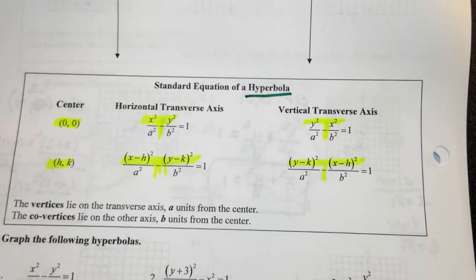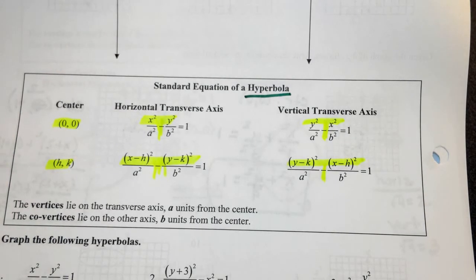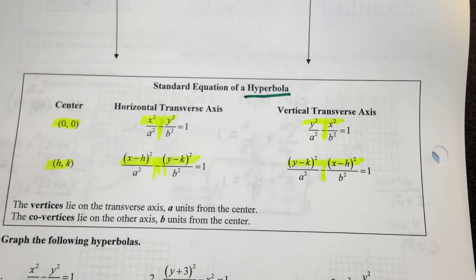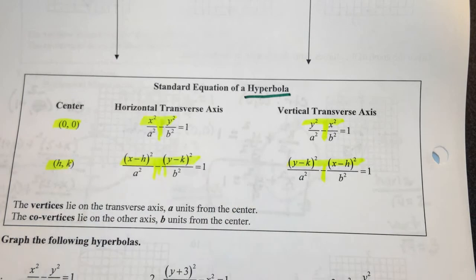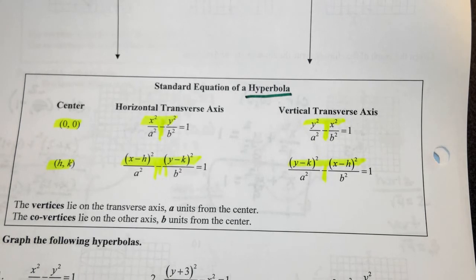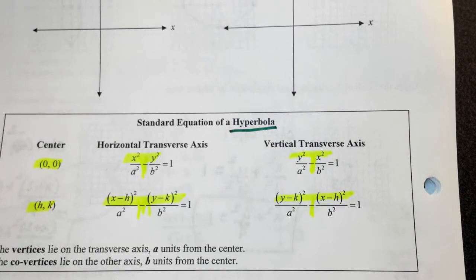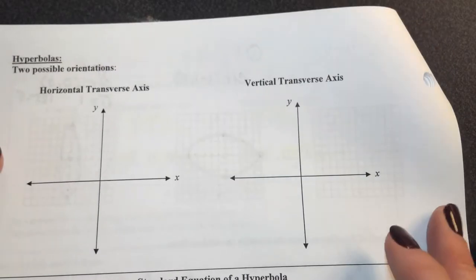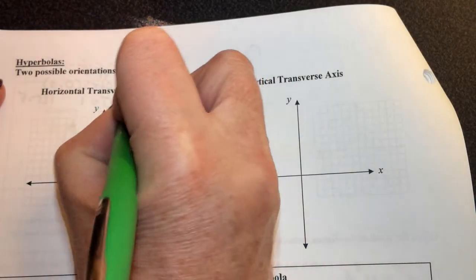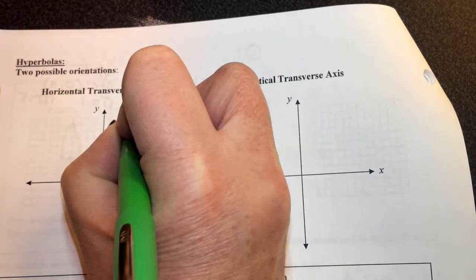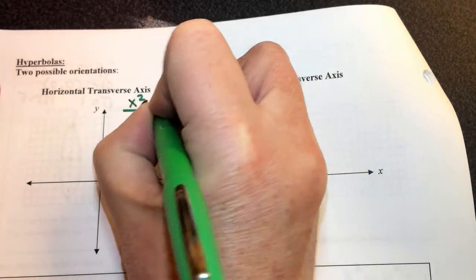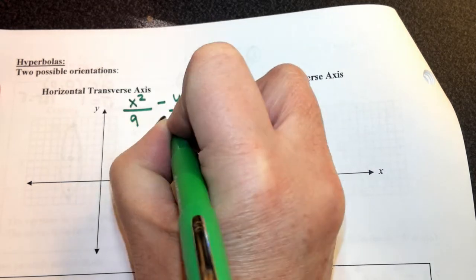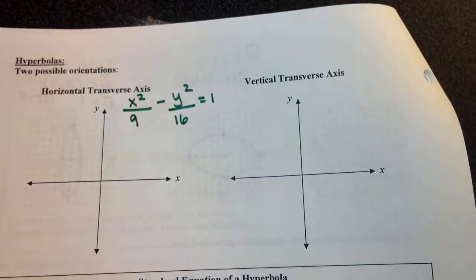What's different about graphing hyperbolas is that you're going to have asymptotes. The graph is going to have two branches. So you're still going to use the denominator to count to the left and right of the center, up and down. But then we're going to draw a rectangle. You'll see what I mean by that in a minute, to help us figure out where these asymptotes are going to be. So for example, let's take a look at an example of, let's say, x squared over 9 minus y squared over 16 is equal to 1.